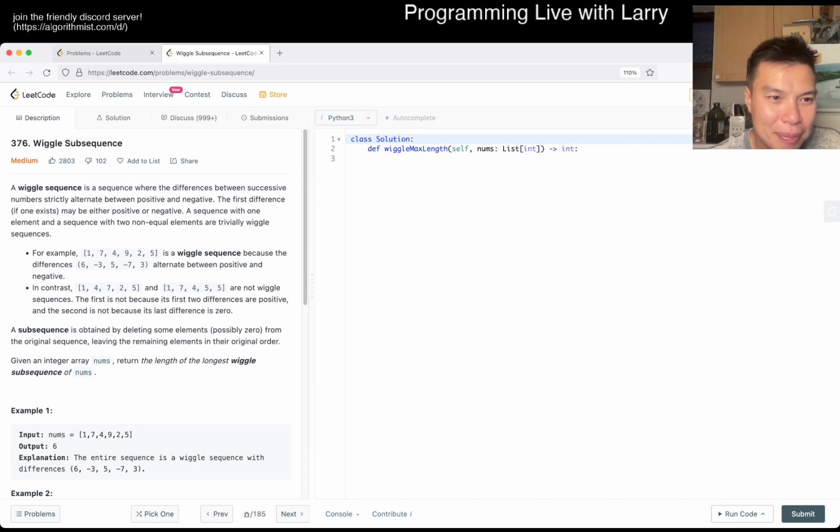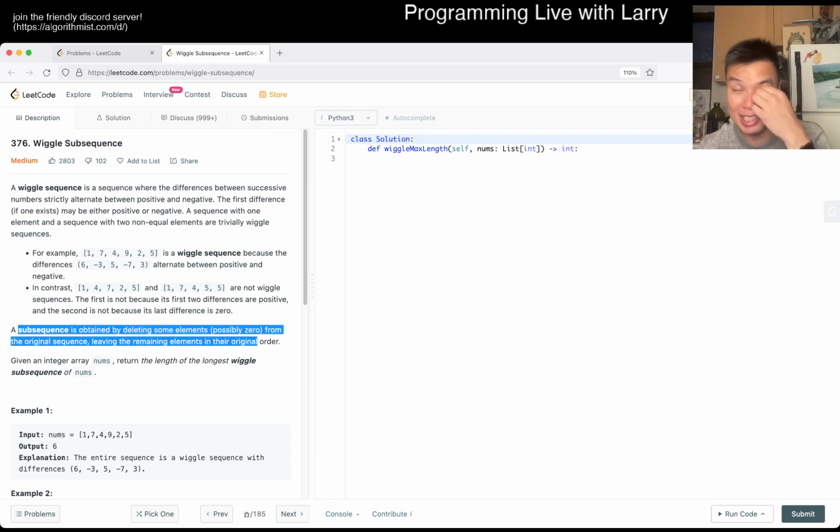And this is a subsequence, not a subarray. Just want to make sure that subsequence is not subarray. I've been messing that up lately as well, just a few times. So reading is kind of important.